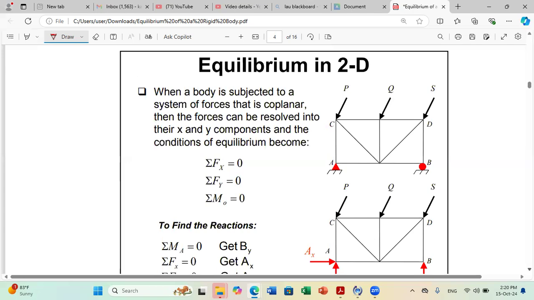Now, to study equilibrium in 2D, I need to write three equations. And we'll see together that I have a flexibility on selecting these equations. What do I mean by this? I can first say, I can use two force equations. So sum of x equals 0, sum of y equals 0. And I select any point on my figure and I do sum of moment about.